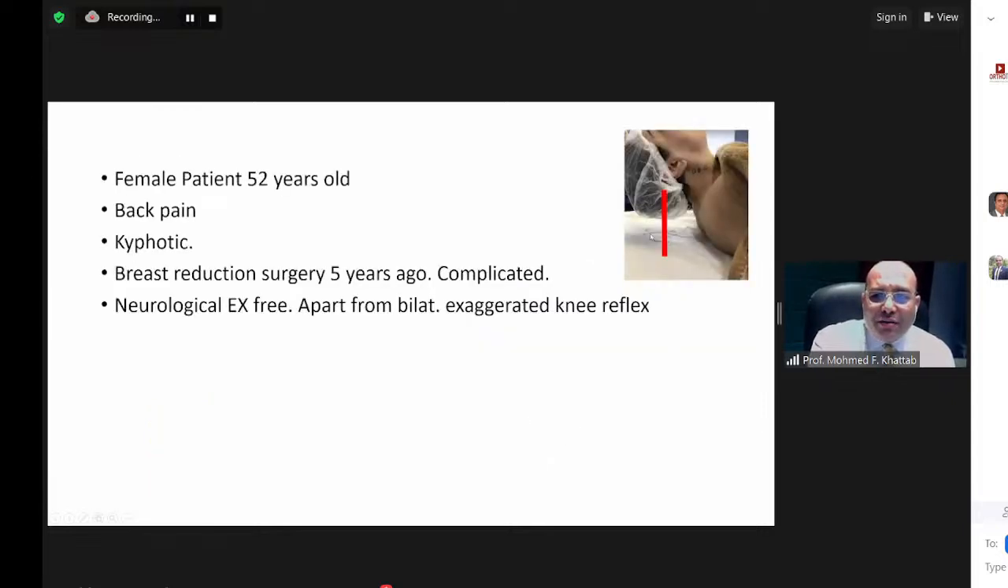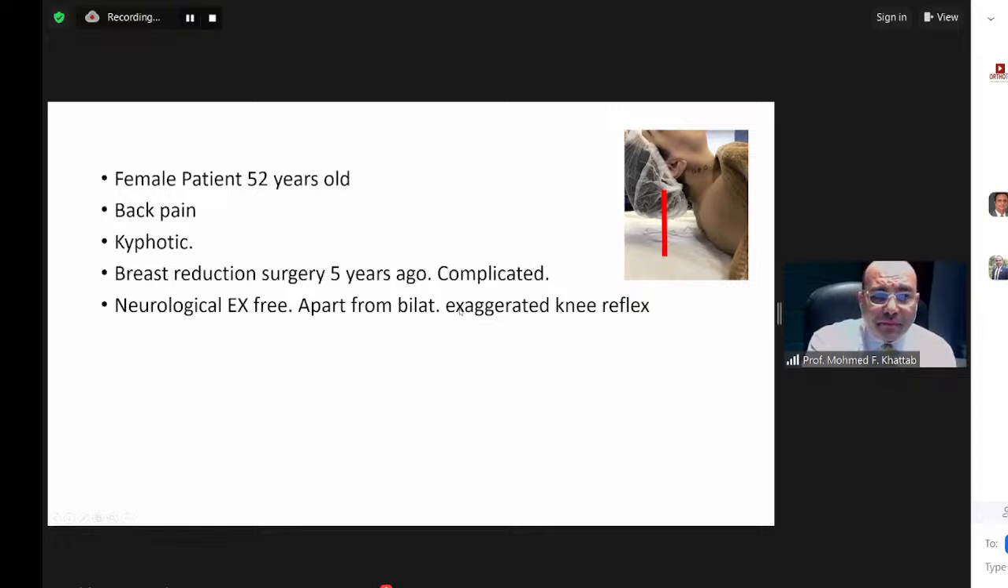This is a female patient, 52 years old, presented to me with back pain, and the patient has kyphotic spine, which is very stiff, and she thought that it may be due to her breasts. So she underwent breast reduction surgery to decrease the size and the weight of the breasts that caused her kyphotic problem, and it is complicated by infection. So the patient was psychologically upset and she divorced. So it was really a disaster for the patient.